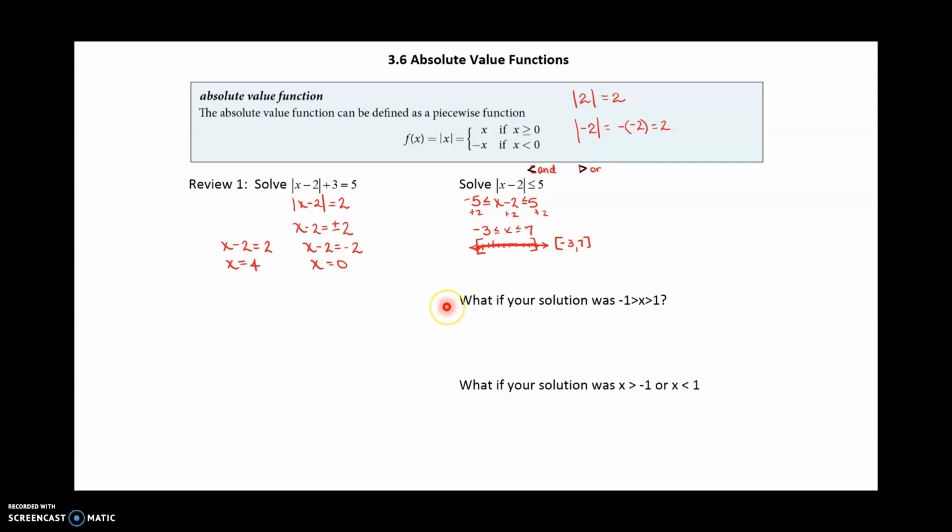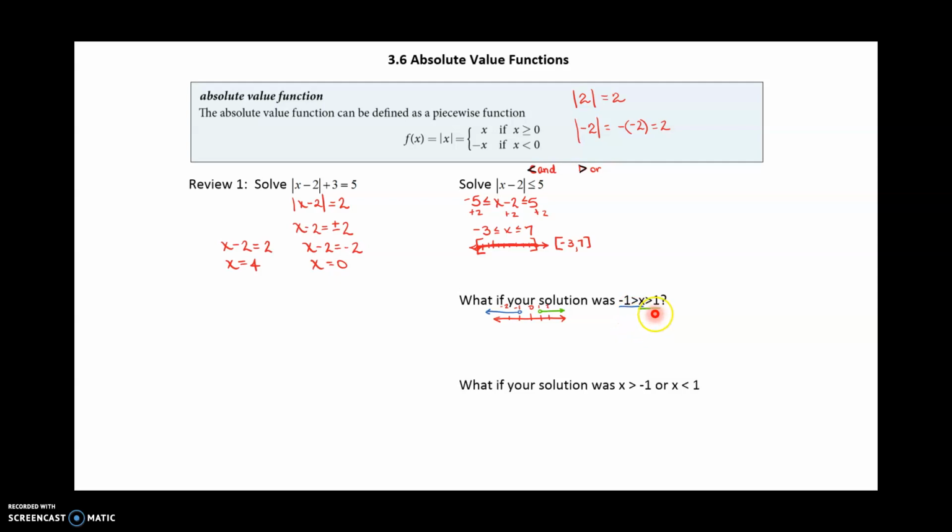Like let's say you had a solution like negative 1 is greater than x is greater than 1. All right, let's start with this piece right here. If negative 1 is greater than x, or x is less than negative 1, I'm going to have an open dot at negative 1 going off to negative infinity. For this other piece, if x is greater than 1, I'm going to have an open dot at 1 going off to infinity. Now, because this is all together here, it's an and statement.